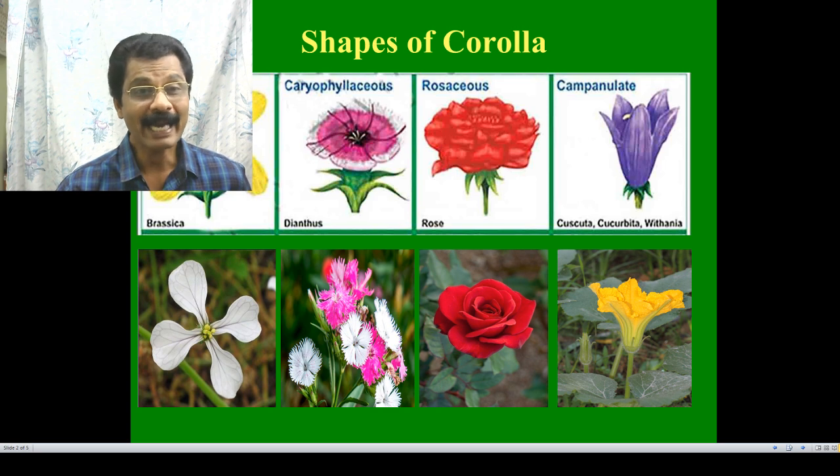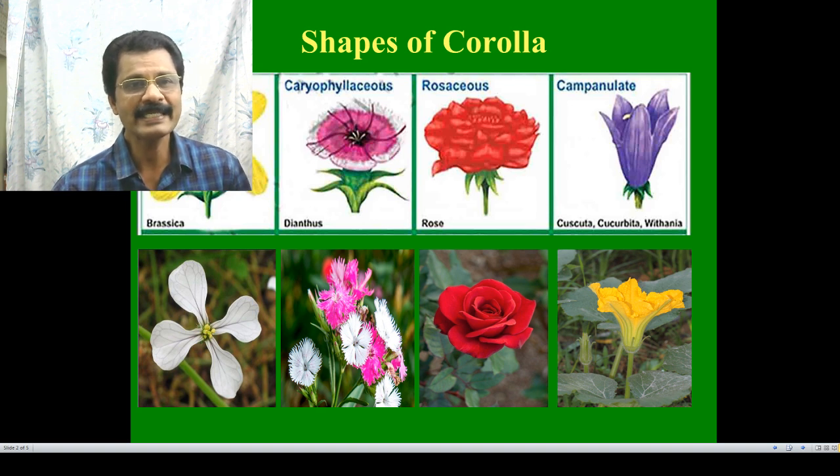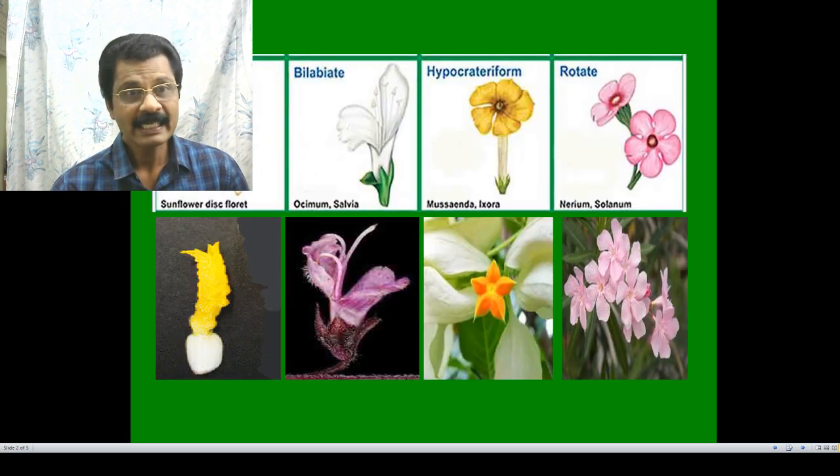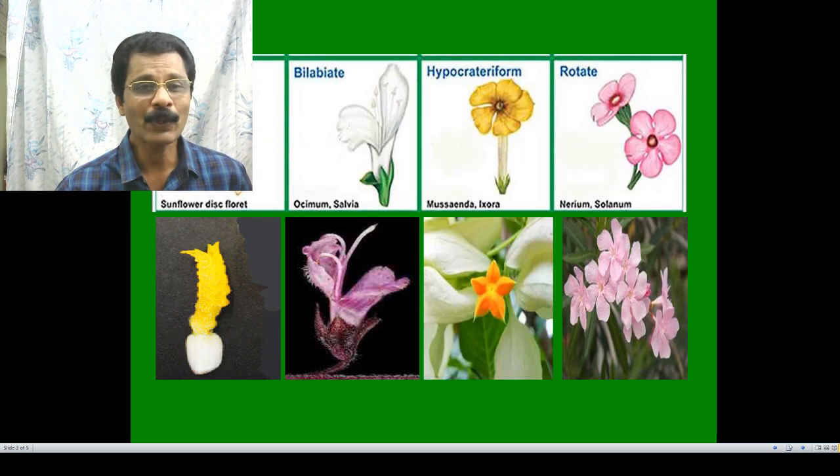And the next one is campanulate corolla. What do you mean by campanulate? Campanulate means bell-shaped corolla, usually found in Cucurbita, Cuscuta, Withania. There you can see this type of bell-shaped corolla, and such a bell-shaped corolla is called campanulate corolla. Could you follow me?